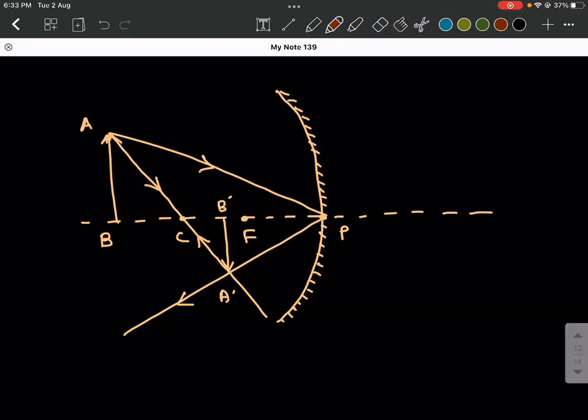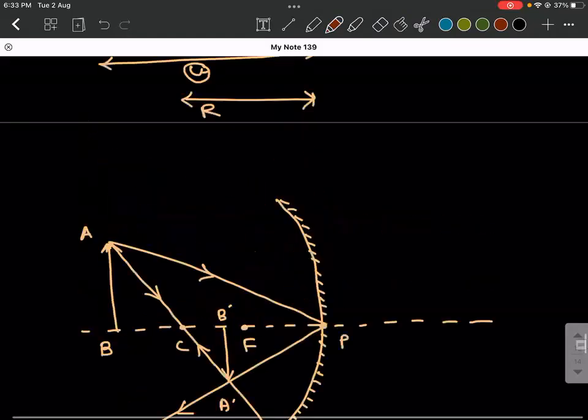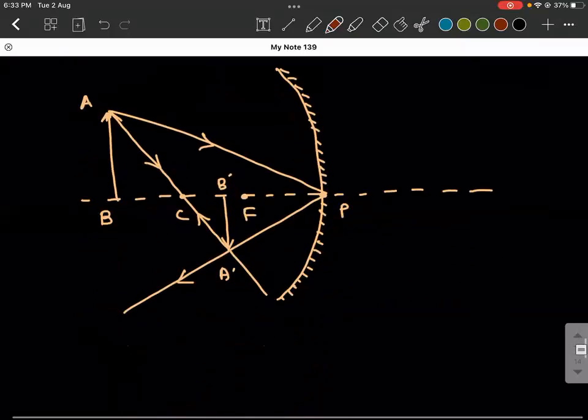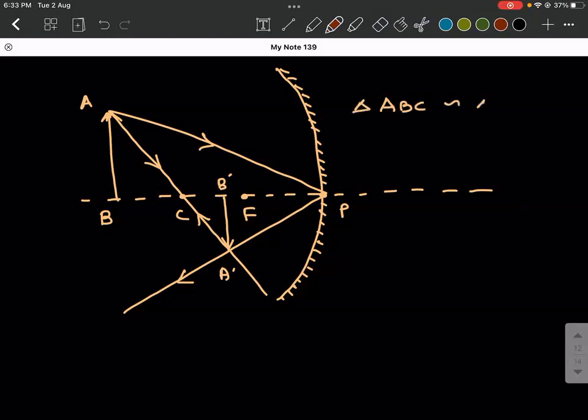So one set we already found that ABP and A dash B dash P are similar. We have already proved it. Similarly, I can say the triangle ABC is similar to triangle A dash B dash C. Can I say that? So for that, I can say A dash B dash divided by AB is equal to A dash C divided by AC.